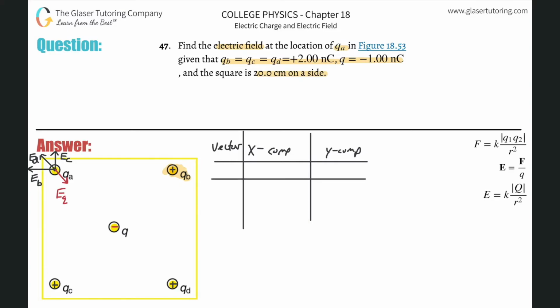So let's call this vector E sub B. Let's start with that one. It doesn't really matter which one you start with, E sub B. So what is the x component value of E sub B? Well, that's some number, right? So why don't we first do this? What is the electric field being produced? What is this vector?